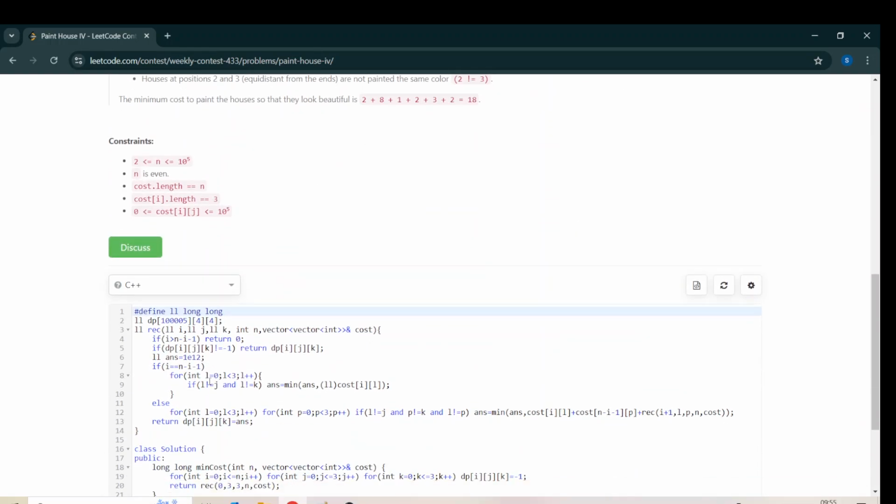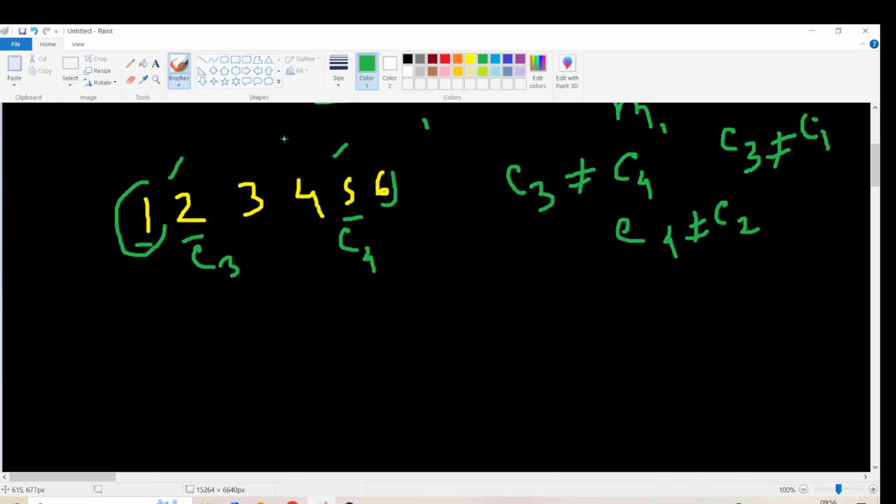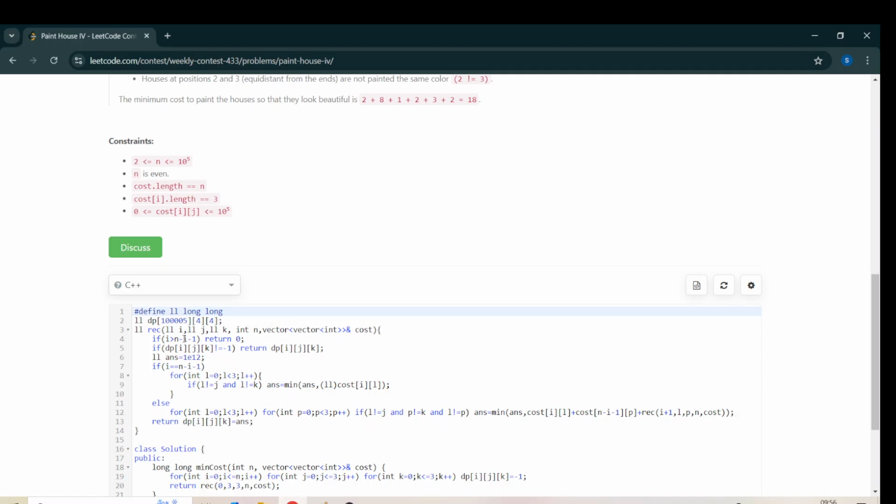So let's jump into the code. This is the recursion part. We are taking i, j, k, where j and k are nothing but C1 and C2. Now we are checking if i is greater than n minus i minus 1, that means we have already come to this point. Let's say we have come to this point, here i is pointing to 4. Then we have already painted all the houses in this part of the mirror, you can say. So that's why we'll return 0.